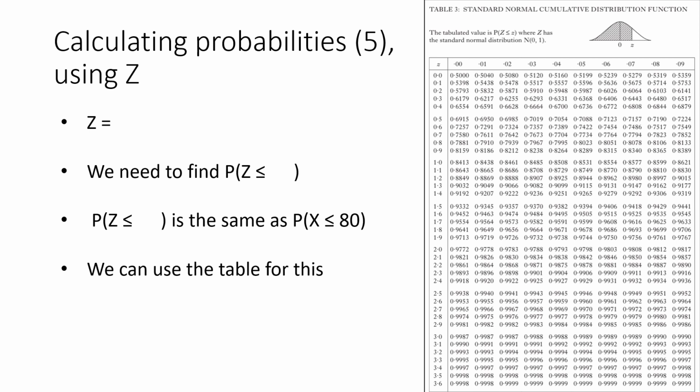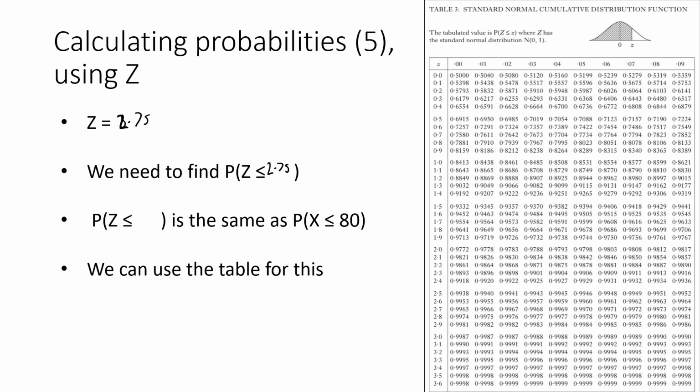We will have page 11 of our data booklet, which is table 3, and is how we use our z values. Again, our z value was 2.75. And what we need to do here is find the probability of somebody getting a mark which was less than 2.75 z.